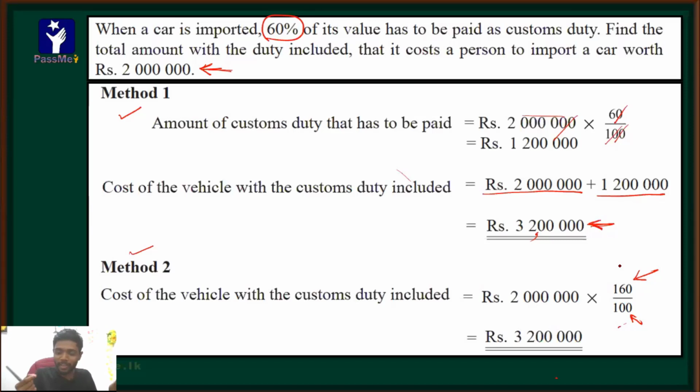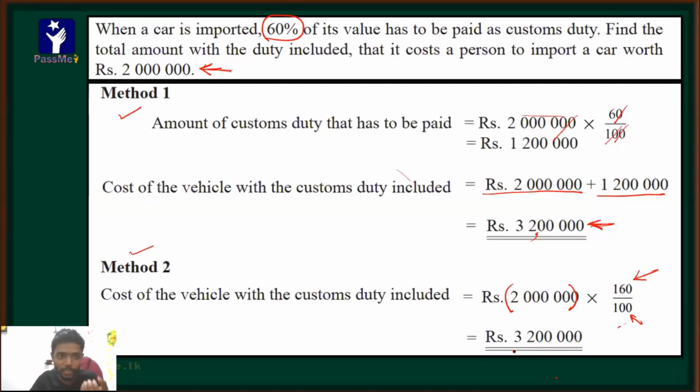Anyway, at the end of the day you have to pay 160 for this car. That is the understanding of this equation. But the actual value is not 100. It's 2 million, 20 lakhs. You have to multiply by 2 million or 20 lakhs in order to get the final answer as 32 lakhs. So that is the one step procedure to find the answer.